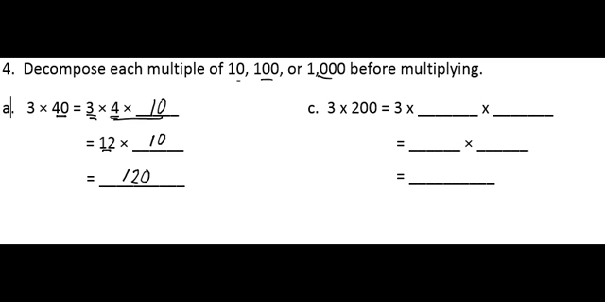Let's look at another example. Here I have 3 times 200. Well, I know that this is the same as 3 times 2 times 100, because 200 is the same as 2 times 100. Now I can take 3 times 2 to get 6, and I'm going to multiply that times 100 to get my final answer of 600. So 3 times 200 is the same as 3 times 2 times 100.